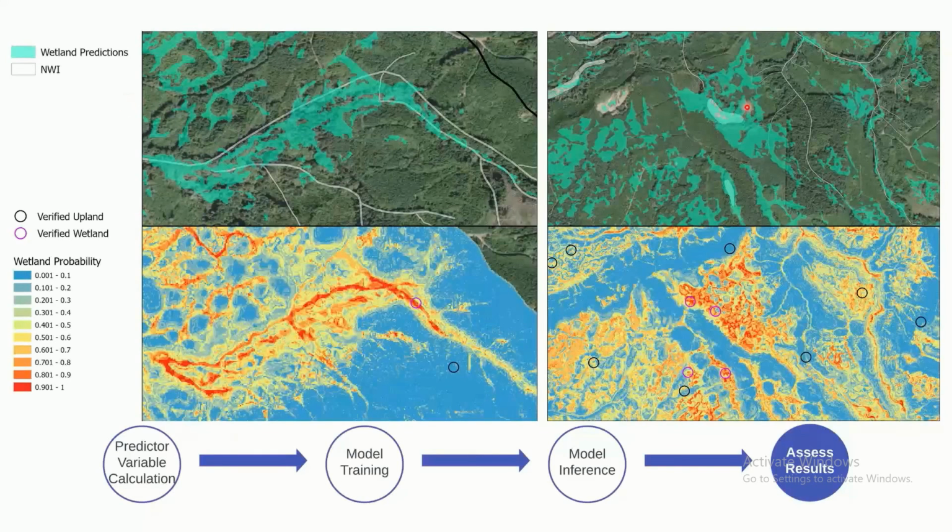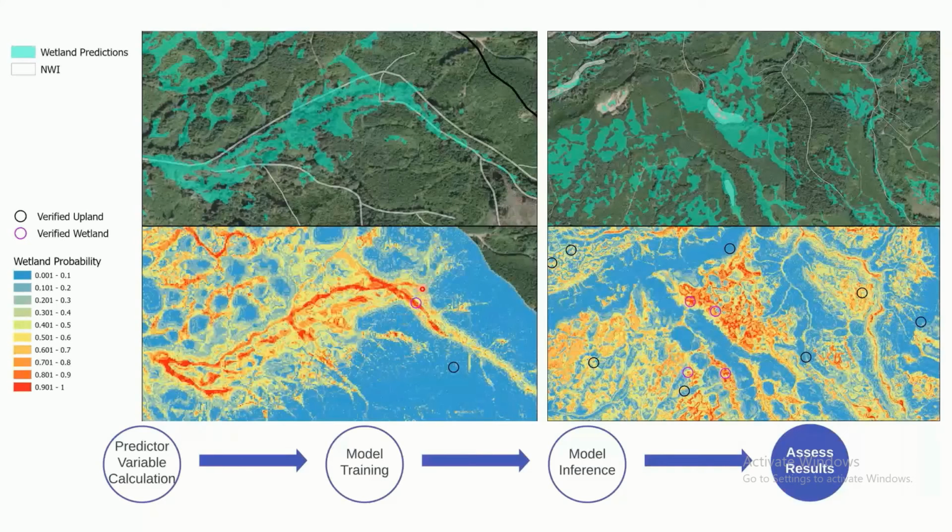So on the top row, we have our hard classifications, our wetland predictions in this turquoise overlay. And we're going to compare that a bit to what NWI shows, knowing that NWI is underestimating, maybe isn't going to capture all of the details of a riverbed that our tool would be. And then down here, we're going to look at our wetland probability raster that the tool created and just compare that to some of our verified wetland and upland points that we have.